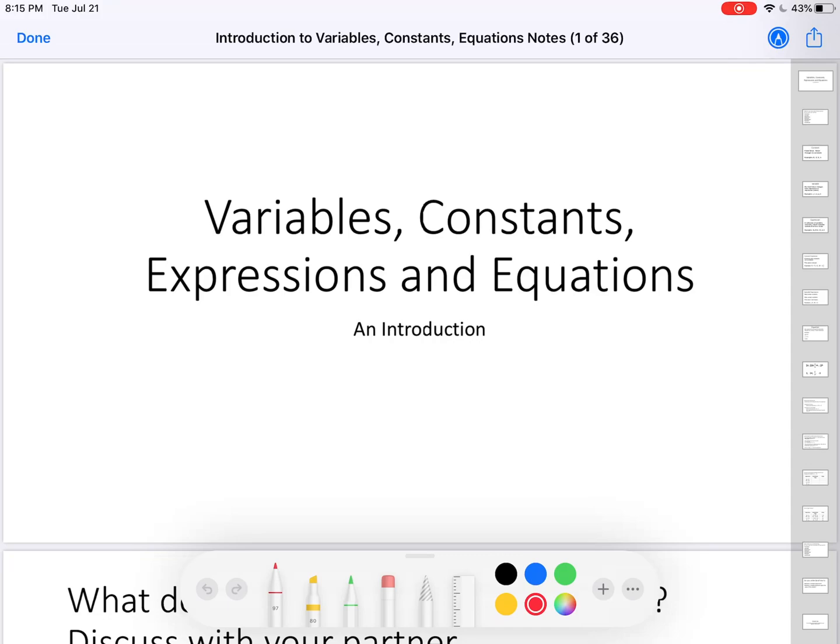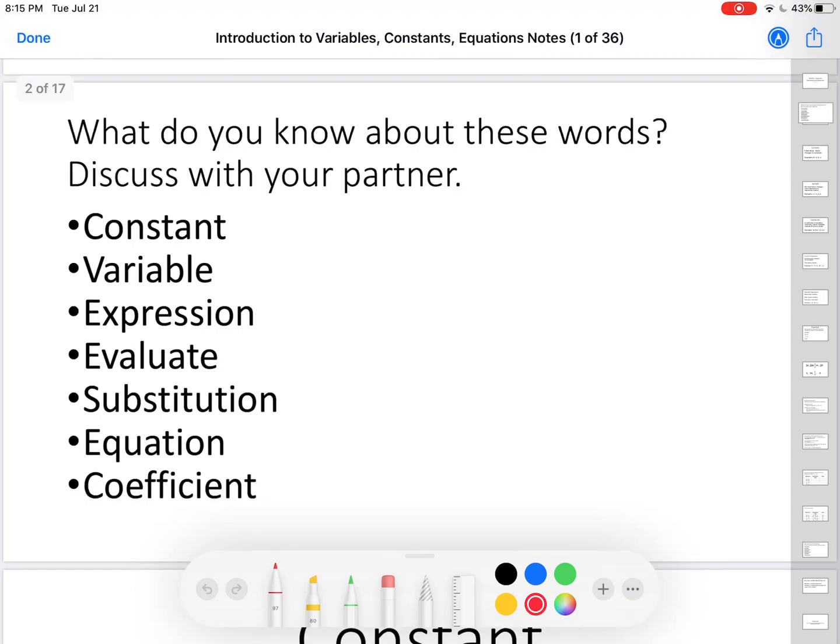Okay, let's begin. First, what do you know about these words? Now, I know it says discuss with your partner, and with this being remote learning, you're not discussing with your partner. But think about them. What do you know about the words constant, variable, expression, evaluate, substitution, equation, and coefficient? Think about what you know about these words. We've used some of these words in class already, but not all of them. Think about it. Okay, so let's move on.